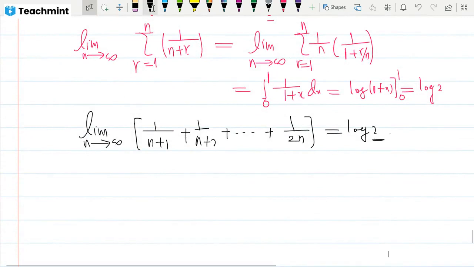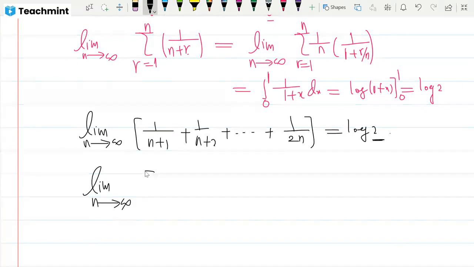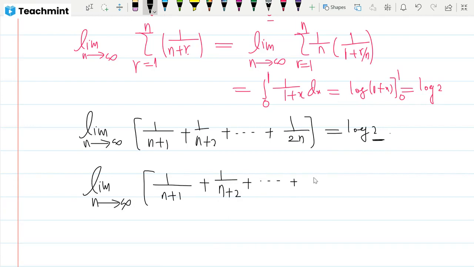So I will write the more generalized form of the same question. The limit as n tends to infinity of 1 by n plus 1, plus 1 by n plus 2, plus so on, plus 1 by m n. This limit is nothing but log m. You can remember it as a formula or use Riemann integration to find the limit of the sequence.